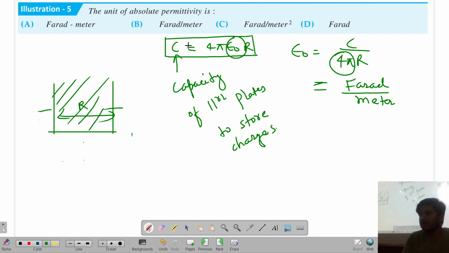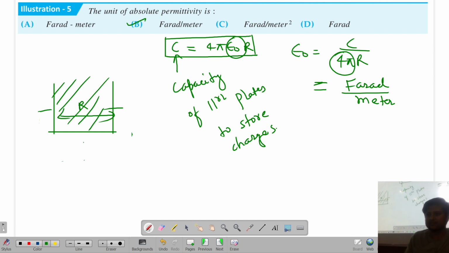Got it or not? Learn some of these. So, farad per meter, try to understand this. It will be learned in class 12 because the whole chapter is based upon this C. Yes, a whole big chapter is there, on C.